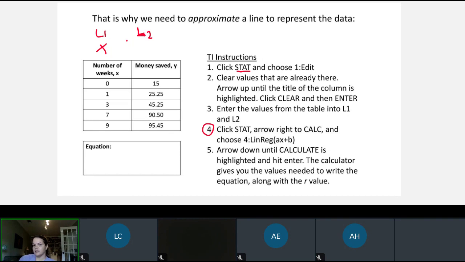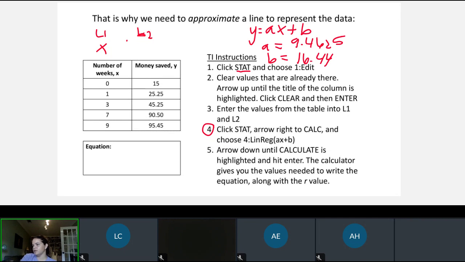Once you've got your numbers typed in, then we're on step 4. Hit that Stat button again, and do one arrow to the right to go to Calculate, and go down to option number 4. Hit Enter, and then go all the way down to the bottom again and hit Enter. On your calculator, it gives you y equals ax plus b. It gives you a number for A and a number for B. You're just going to plug those in. Your A number is 9.4625. B is 16.44.